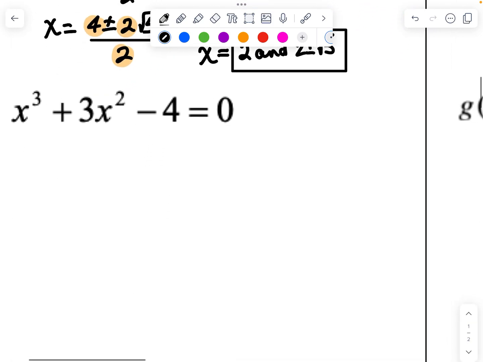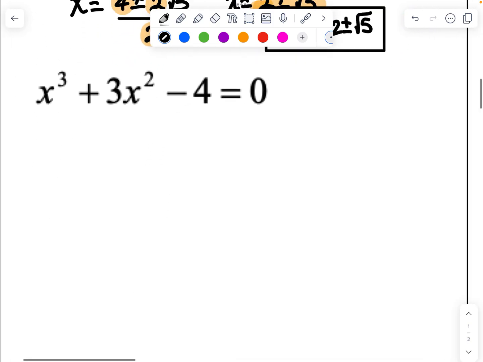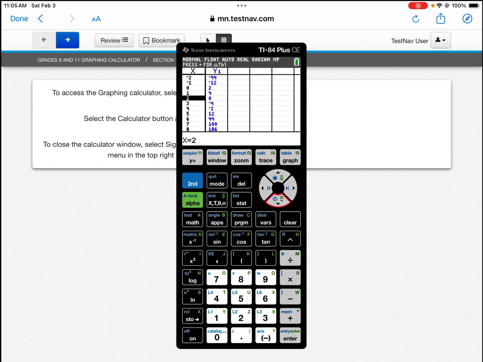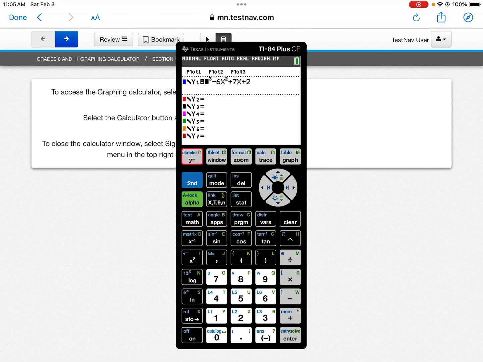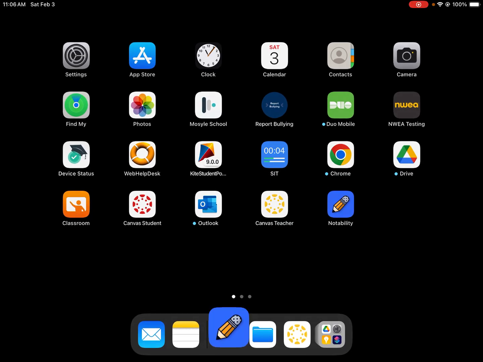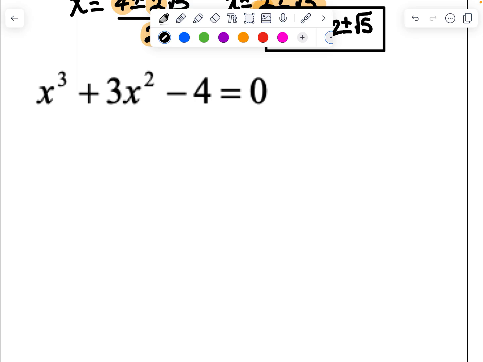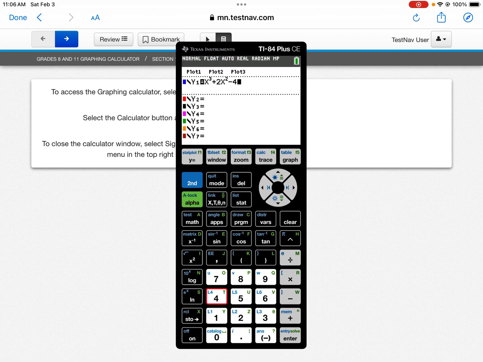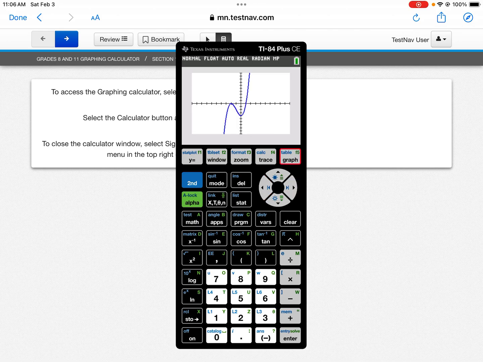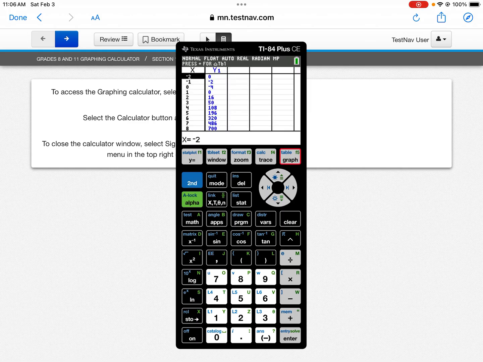All right, next. X cubed plus 2x squared minus 4. We're just going to double check. Look at the table. It looks like it hits at -2. If we look at the table, not the graph, it hits at -2 and 1.